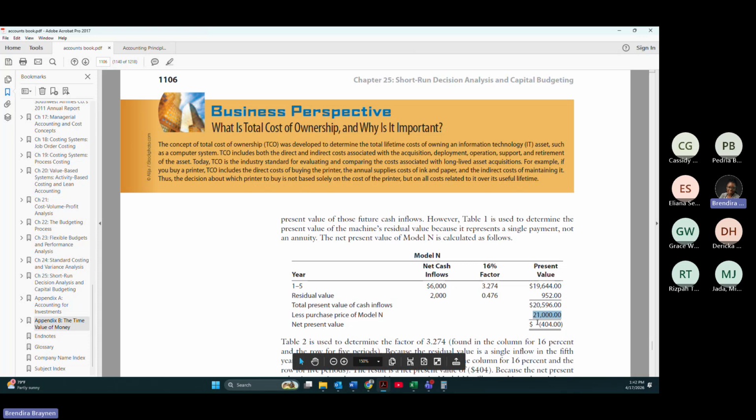Okay, and we can't just flip it and say, okay, 21 minus 20. No, as long as the present value is greater than the cost, then it's positive. If the present value is less than the cost, then it's negative, which is what happened in this case. Present value, they calculate was 20,000 and it cost 21. So that's why it's a negative 404.